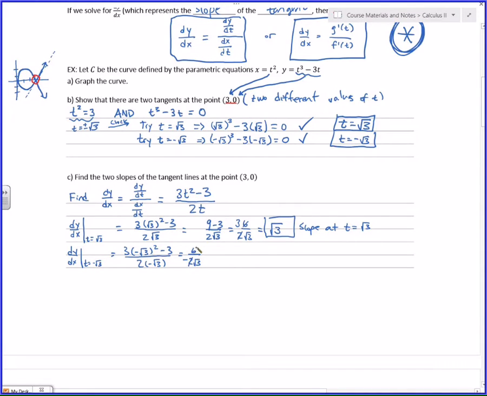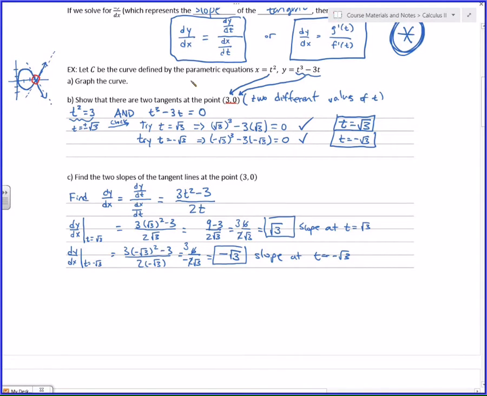Two goes into 6 3 times. 3 divided by root 3 is still root 3, but now you've got the minus sign. So there's your slope at t equals negative root 3. That's this negative slope direction here. But now you can find slopes of tangents. All it is, is finding what value of t gives you that point.